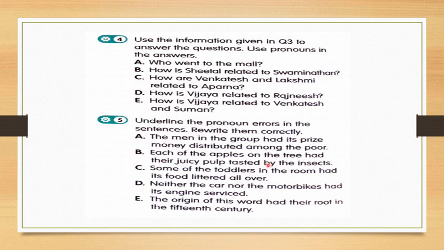Second sentence, each of the apples on the tree had their juicy pulp tasted by the insects. So you have to find out whether they have used "their" correctly or not. Or go through all the rules once again so that you will get the correct answers. I'm not giving any answer, it's very easy. So you are going to check the rules once again.